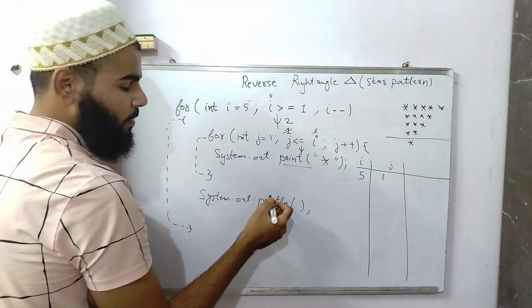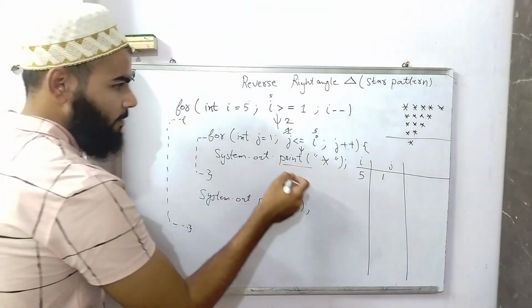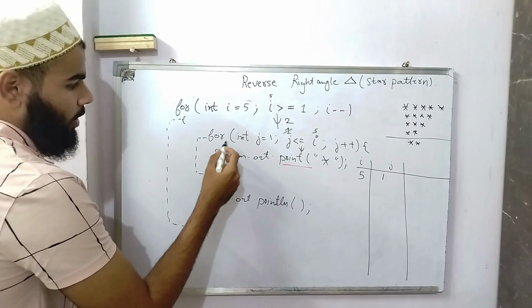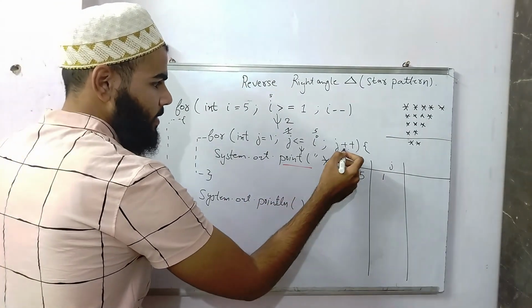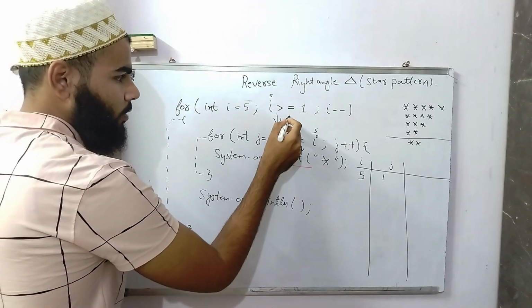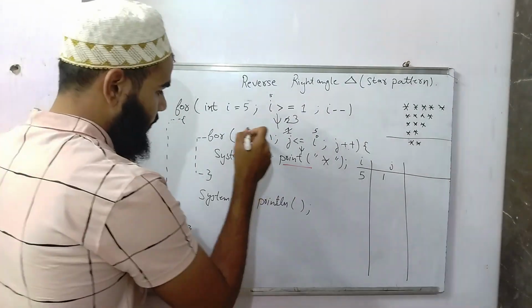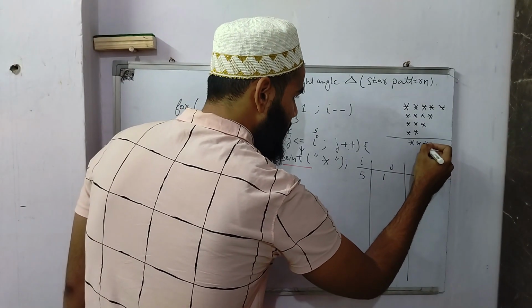Now 2 is again checked with 5. Is 2 lesser than 5? Yes, it is. Again this print statement will be executed, and we will have 1 more star. After that the execution will go here, j++. Earlier the value of j was 2, now it will become 3. Is 3 lesser than or equal to 5? Yes, it is. So we will go inside the loop. Inside the loop we are having print star, so 1 more star will be printed.